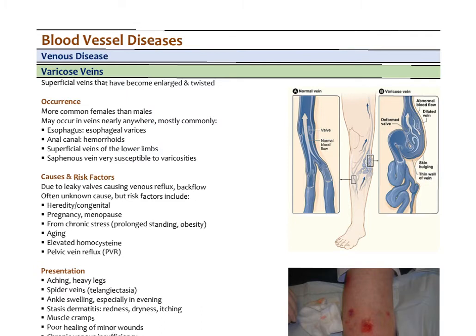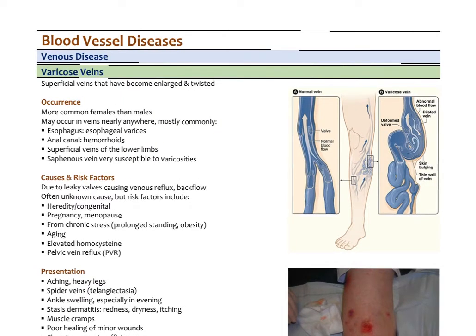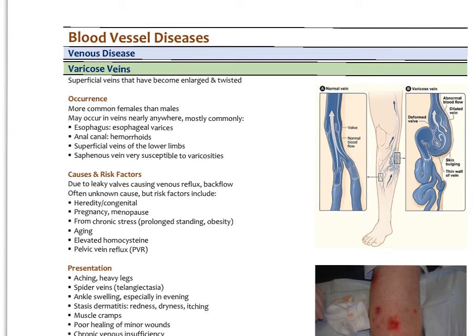They can occur in veins nearly anywhere, but most commonly we see them in the legs, of course, and that would be the superficial veins of the lower limbs. They can also happen in the anal canal, and that would predispose to hemorrhoids. So we can think of hemorrhoids really as a type of varicose vein. And then in the esophagus, causing esophageal varices, and again that's correlated mostly with things like liver cirrhosis and backup of blood in the portal system. The saphenous vein, also down in the leg, is also very susceptible to varicosities.